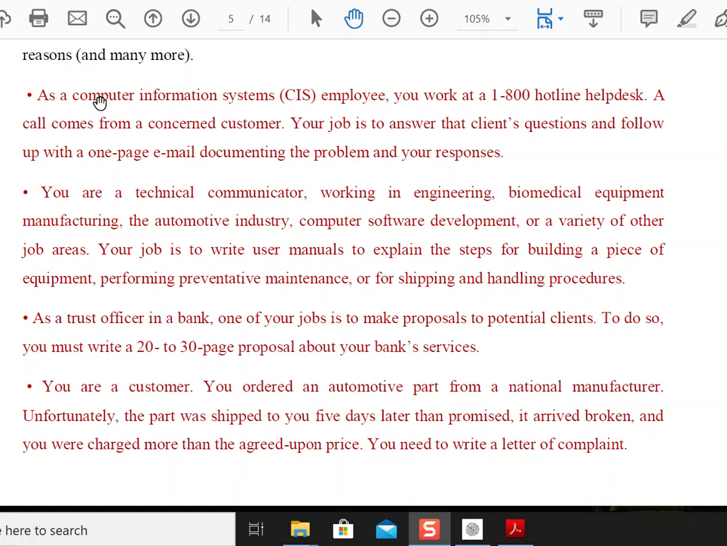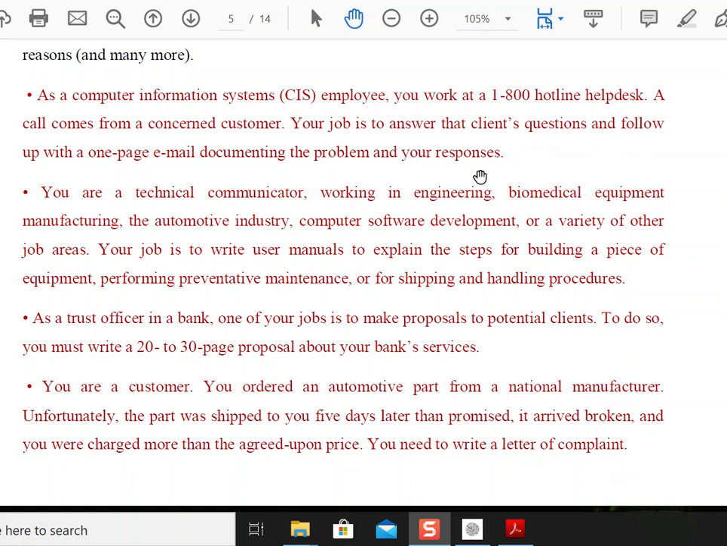Look at here. The first is, as a computer information system CIS employee, you work at a hotline help desk. A call comes from a concerned customer. Your job is to answer the client's question and follow up with a one-page email documenting the problem and your response.